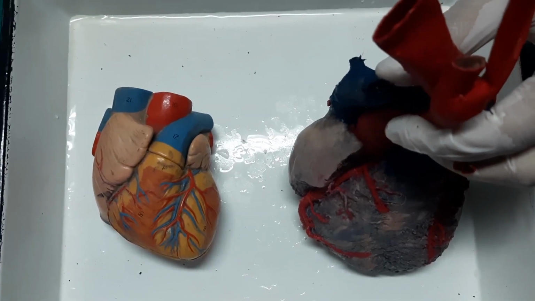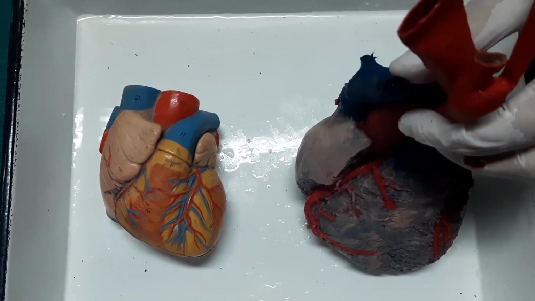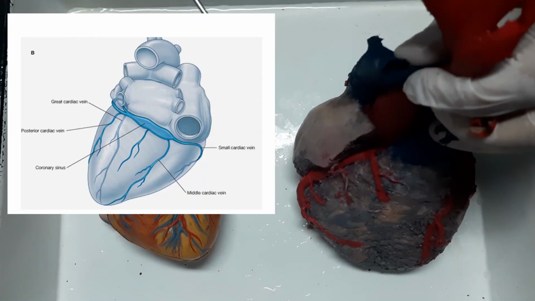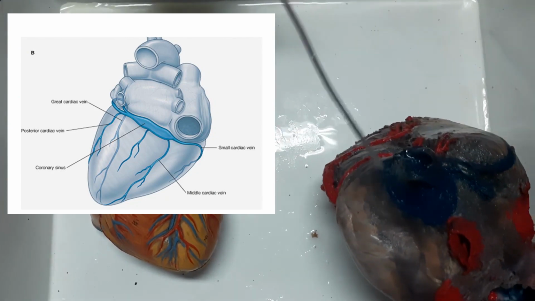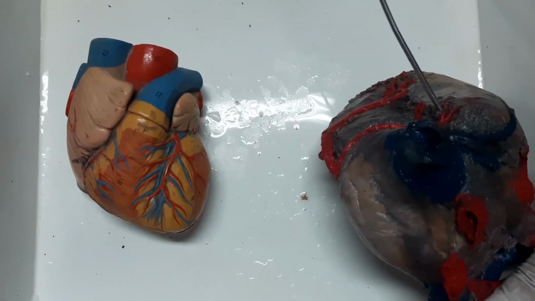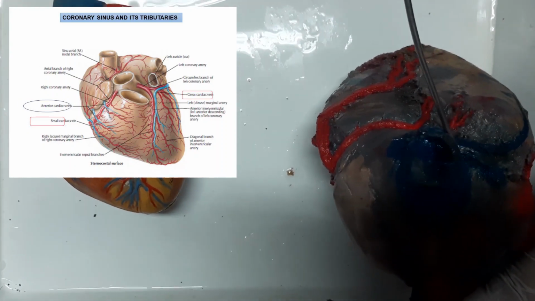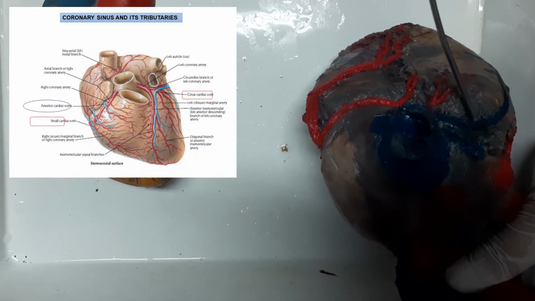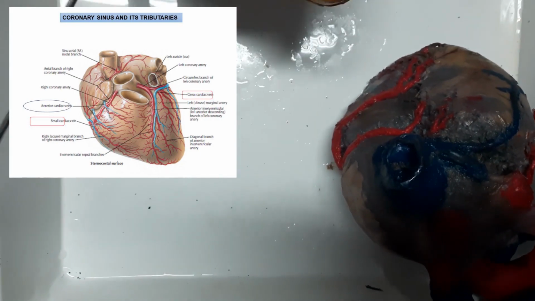Now regarding the venous drainage of the heart, mainly it is drained by the coronary sinus and its tributaries. So when you turn the heart to the posterior aspect, on the posterior part of the atrioventricular sulcus, you will see one large venous channel here. This is the coronary sinus, and various tributaries come and join with the coronary sinus. Some of the tributaries you will see in this model.